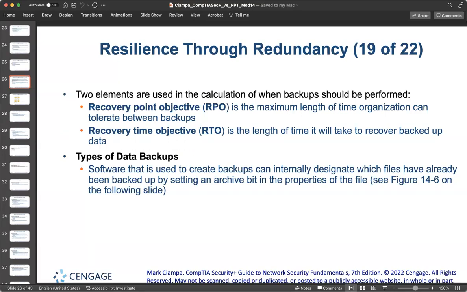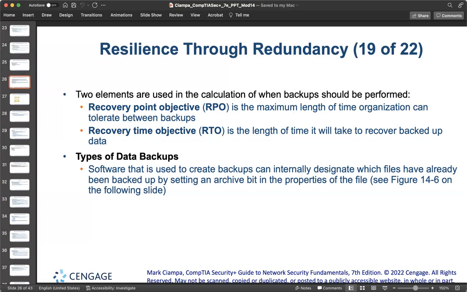Also, you have the RTO, which is the recovery time objective, which is the length of time it will take to recover backup data. RTO is going to give you an idea of what type of media you need to have the backup on. How should you connect to the place that you have your backups on so that you can define that recovery time, right?